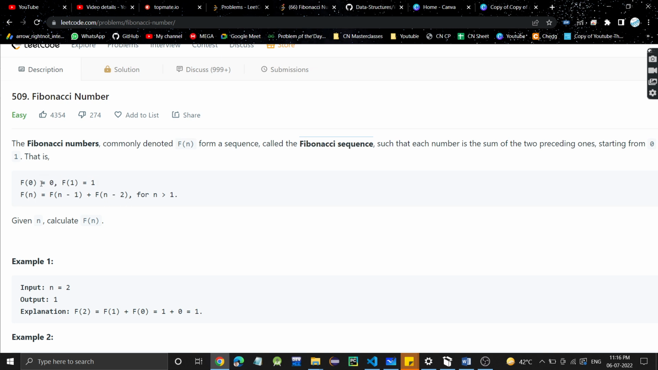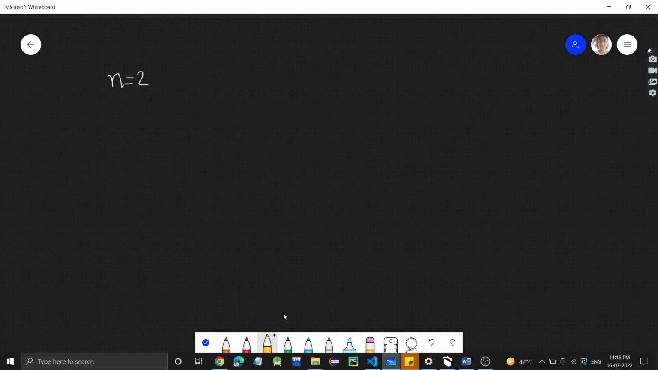So basically f of 2 will be the previous two elements, which is 0 and 1. So 0 plus 1, 1. Sum of preceding two ones. Given n, calculate f of n. So what does this mean? See, what we are given is something called f of n, which is f of n minus 1 plus f of n minus 2.